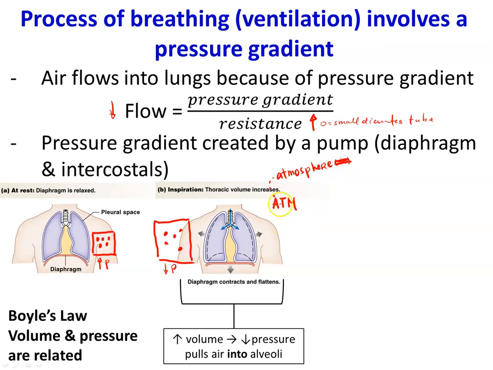ATM is atmosphere. So we got to create a pressure gradient between the atmosphere and the lung, and the diaphragm just did that. So in comparison to the atmosphere, the pressure inside the lung is now lower, and so I can get air coming in. Okay? All right, now, so look at the relationship, right? This is inversely related. High volume or larger container, decreased pressure. Smaller container, aka smaller volume, higher pressure.